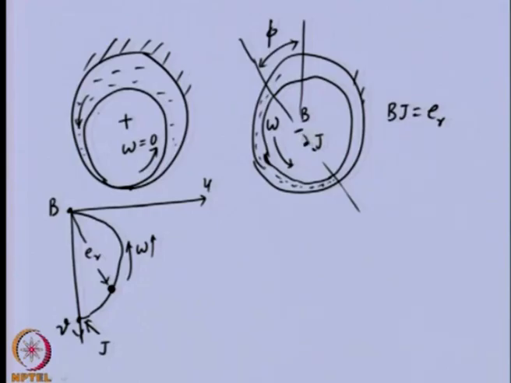This is the journal position. Let us say at equilibrium for a particular speed, its position is given by u naught and v naught. This is the altitude angle. So, e, r and phi define the position of the journal, or we can also define it with respect to v naught and u naught.